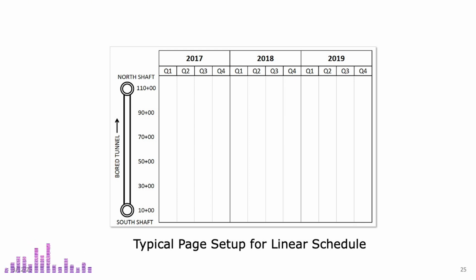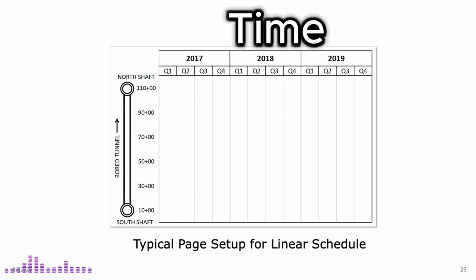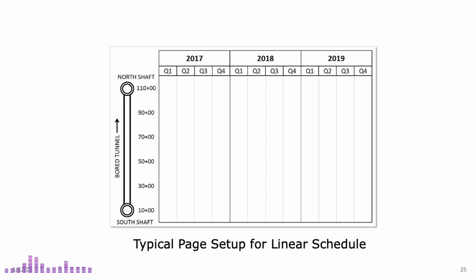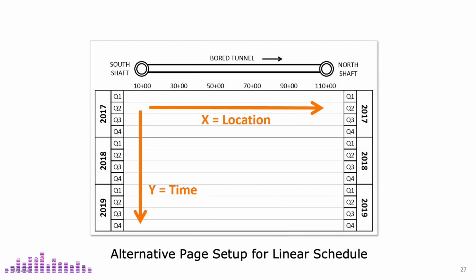The core idea behind LSM is to plot time on the horizontal axis and distance or location on the vertical axis. This approach provides a key advantage over traditional bar charts, which do not display location information, making it harder to visualize where activities take place along the project alignment. Alternatively, you can reverse the axis, placing time on the vertical axis and location on the horizontal axis. However, this setup is less commonly used compared to the standard approach.